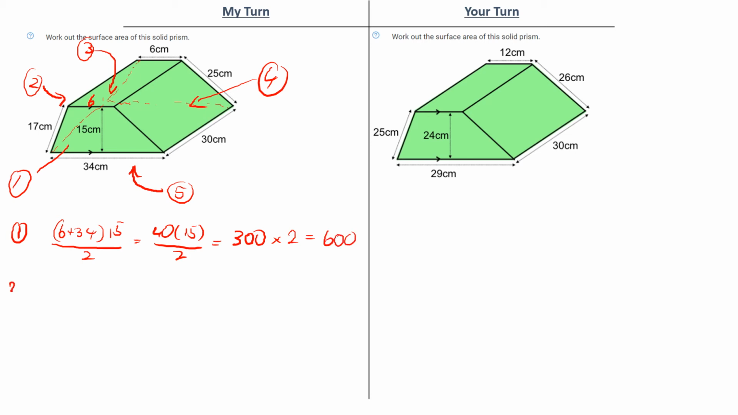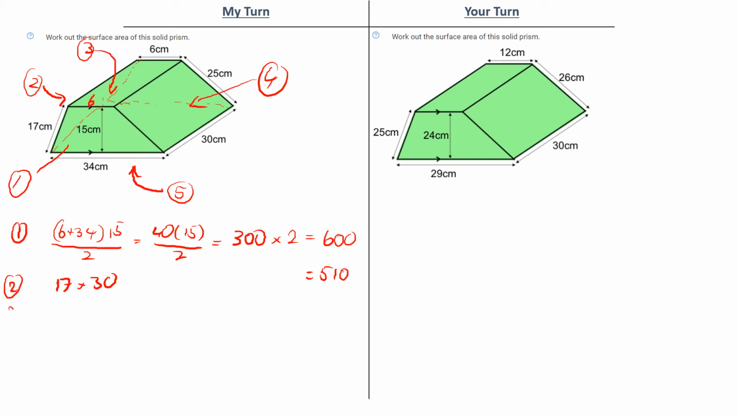Face number 2, then we've got a rectangle. So we've got a height of 17 times by a length of 30. So you can use your calculator here. So we've got 17 times 30 to give us 510. Now I'm aligning these up so it's easy to add at the end.